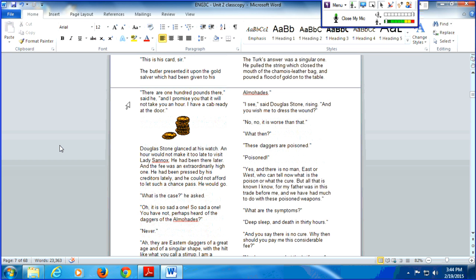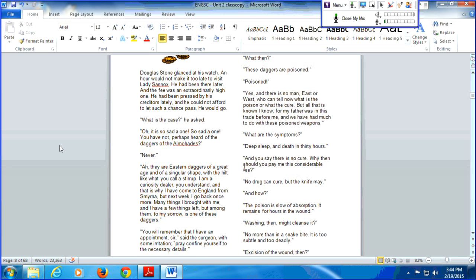"I see, and you wish me to address the wound?" "No, sir, it's worse than that." "What is it then?" "These daggers are poisoned." "Poisoned?" "Yes, and there's no man, east or west, who can tell what is the poison and what the cure. But the law is I know, for my father was in this trade before me. We had much to do with these poison weapons." "What are the symptoms?" "Deep sleep and death in thirty hours." "So there's no cure. Why would you pay me this considerable fee?"